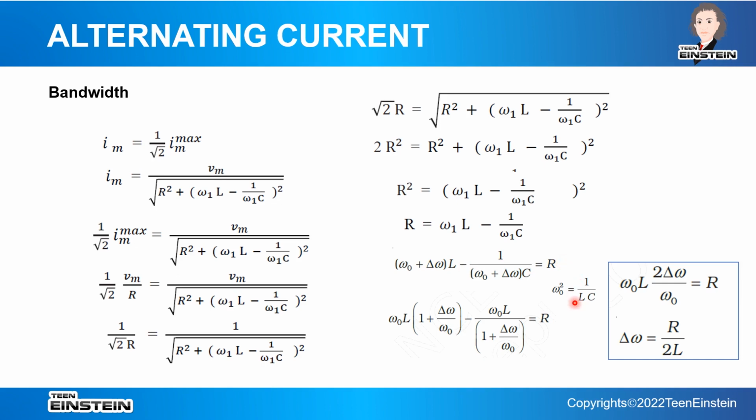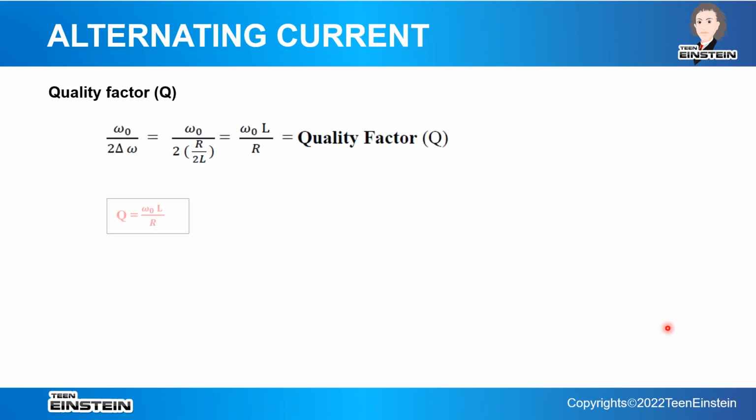Now we are rearranging this, then you get omega 0 L multiplied by 1 plus delta omega by omega 0, minus omega 0 L divided by 1 plus delta omega by omega 0, by substituting this value. So after rearranging all the terms, finally you will get delta omega equal to R divided by 2L. What is delta omega? It is the sharpness of the peak, the bandwidth of the peak. How broad is the peak? That is decided by the value of the resistor and the value of the inductance in the circuit.